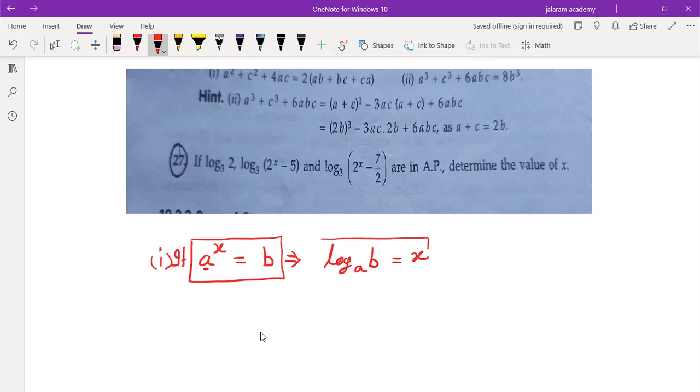This is how we can convert an index to a logarithm. a to the power x equals b implies log b to the base a equals x.